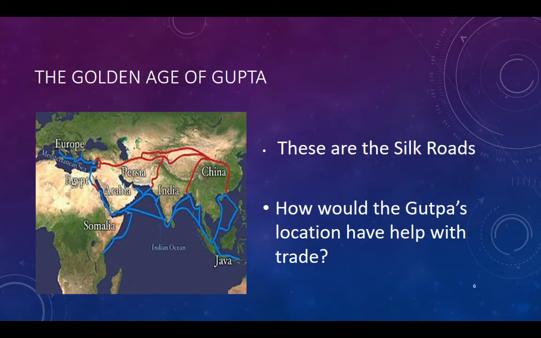And your second map focuses on the Silk Road. Thinking about where the Gupta Empire was located, remember it's going to be located in this area of northern India and stretch up into the mountains, as well as stretch down to the Bay of Bengal, this area here. And so you see the land routes in red as well as the blue routes, which signify water routes. So think about how would the Gupta's location have helped with trade?